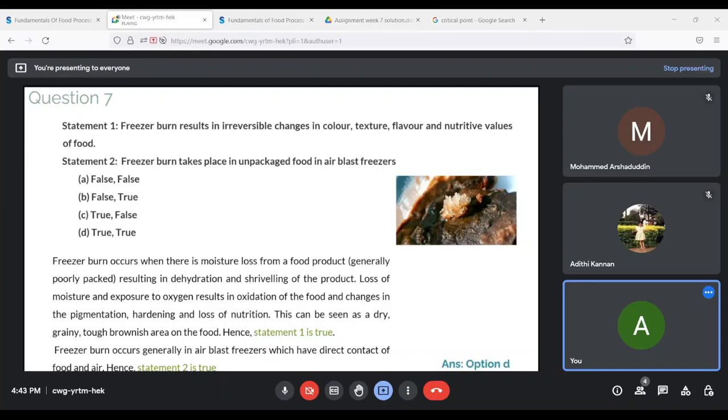Is this clear? So we'll move on to the next question.